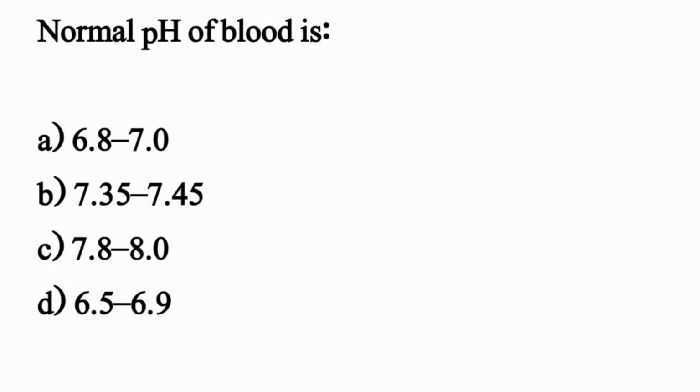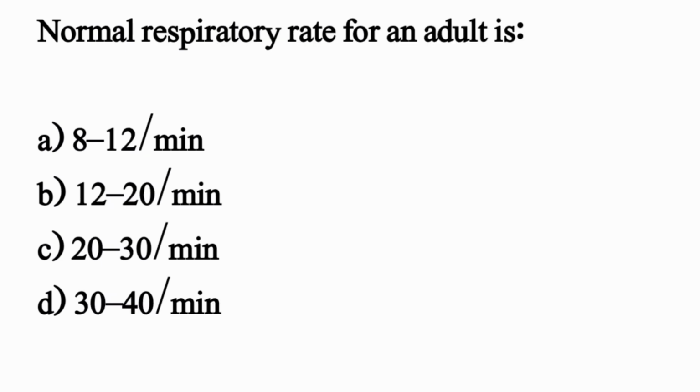Normal pH of blood is. The right option is option B, 7.35 to 7.45. Normal respiratory rate for an adult is. The right option is option B, 12 to 20 per minute.